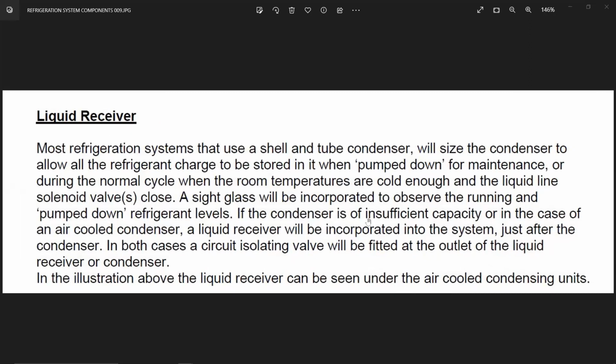A sight glass will be incorporated to observe the running and pumping down of the refrigerant levels. If the condenser is of sufficient capacity, or in the case of an air-cooled condenser, a liquid receiver will be incorporated in the system just after the condenser. In both cases, a circuit isolating valve will be fitted in the outlet of the liquid receiver. In the illustration above, the liquid receiver can be seen underneath the air-cooled condenser unit.